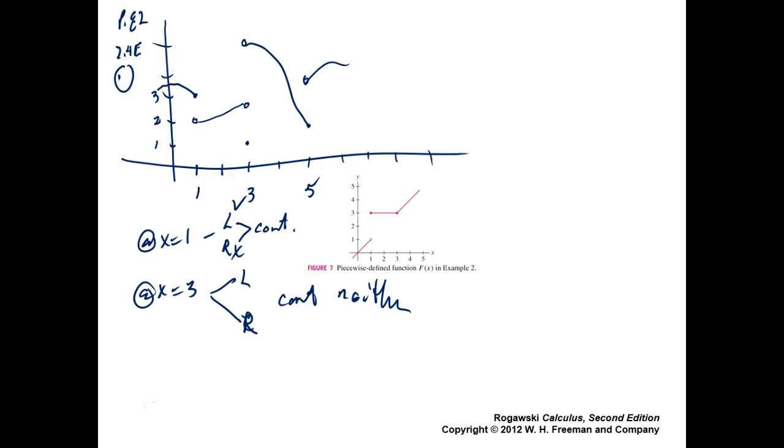Now, how about at 5? Is it left continuous? At 5, it would be left continuous but not right continuous. Very good. Because it's approaching 1.5 from the left, and it is 1.5. But it's approaching 3.5 from the right, but it's still 1.5 at 5. So you got that one right.